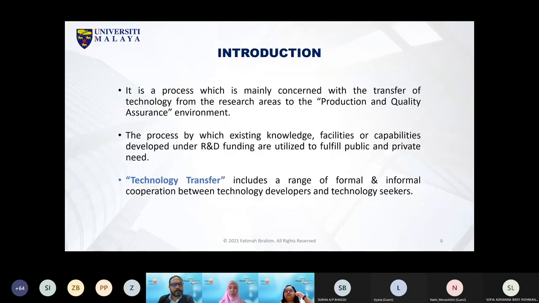So today, I want to introduce to those of you who did not know what technology transfer actually is. Technology transfer is a process which is mainly concerned with transfer of technology from your research, your laboratory bench work area, to the production and quality assurance environment. It is a process in which existing knowledge, facility or capability developed under research and development funding are utilized to fulfill public and private needs. Technology transfer includes a range of formal and informal cooperation between the technology developer, that will be you if you are the researcher, and the technology seeker, the industrial or whoever the customer who wants your innovation.